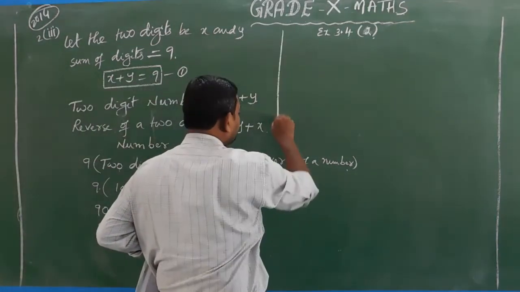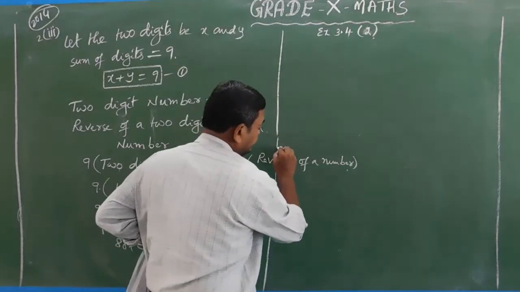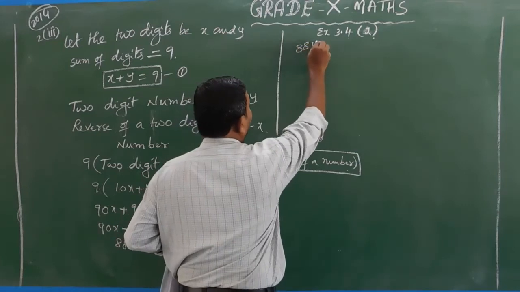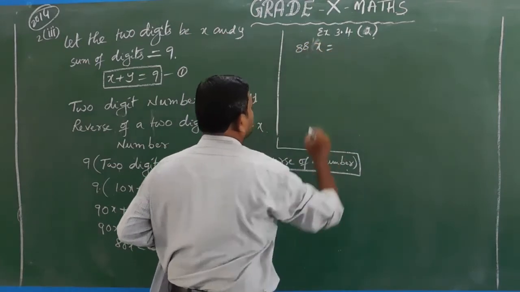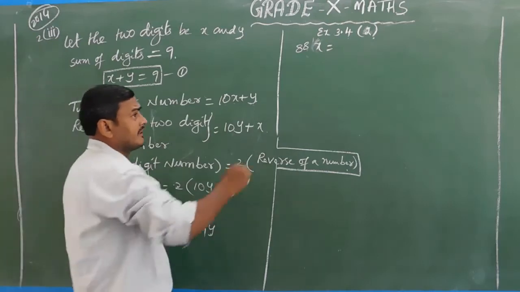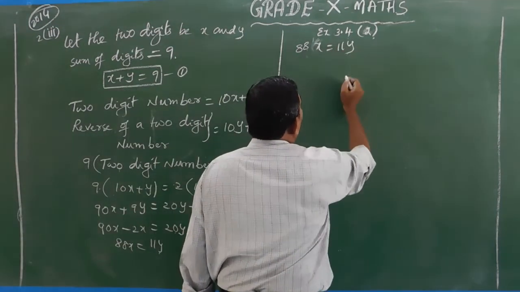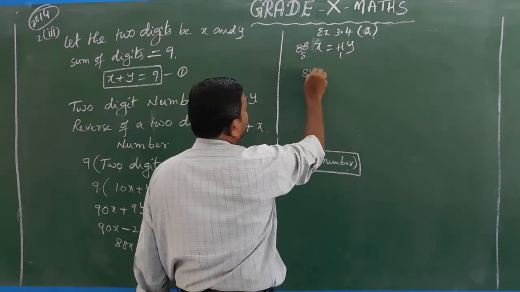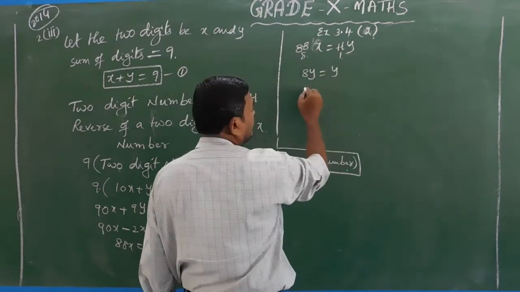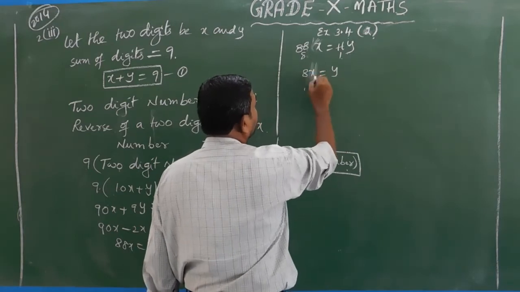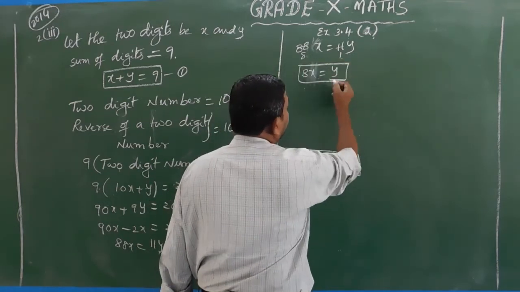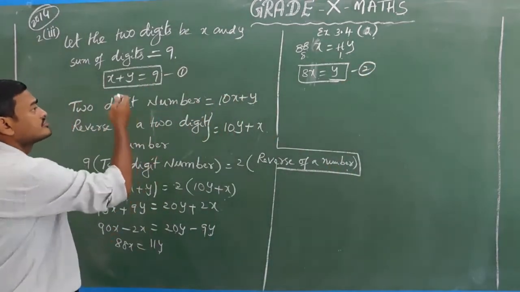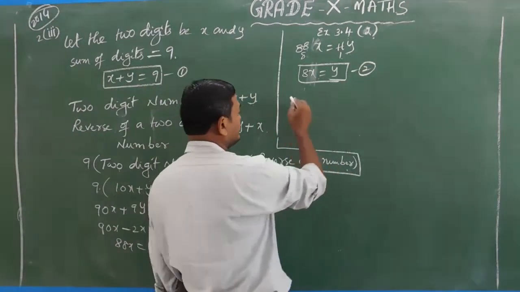If we simplify, 88x equal to 11y. Now 11 ones are 11, so 8x equal to y. This is equation number 2. We want to solve equations 1 and 2.